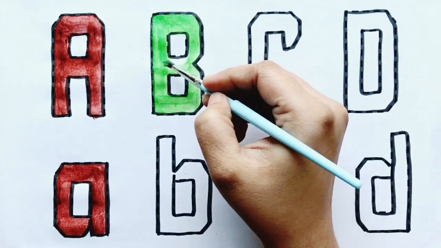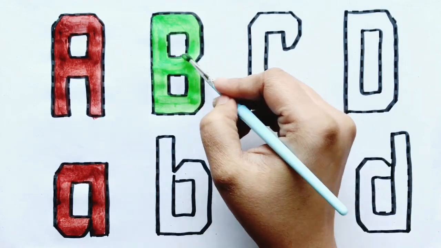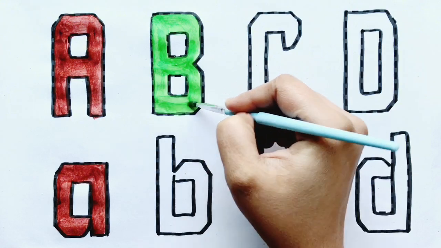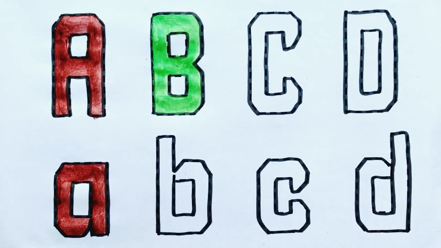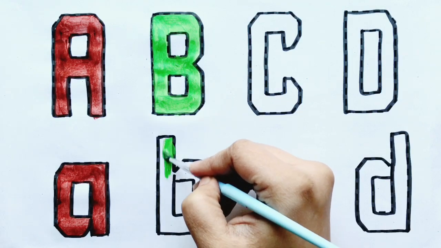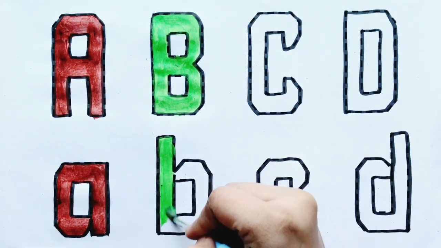Yeah, let's see a list of words that start with the letter A. Apple, angel, address, animal, answer, April, autumn, ambulance. Lowercase letter B for bat ball.